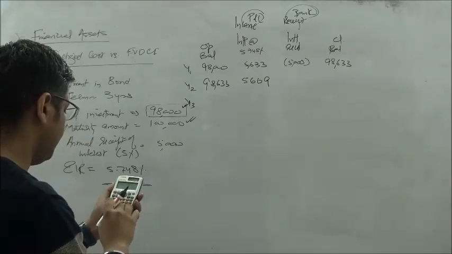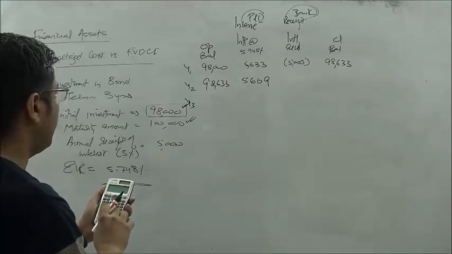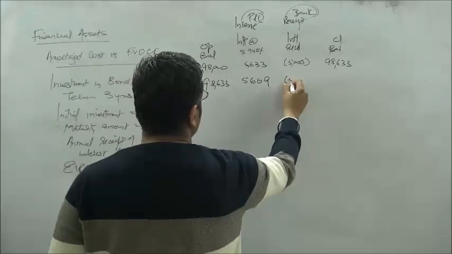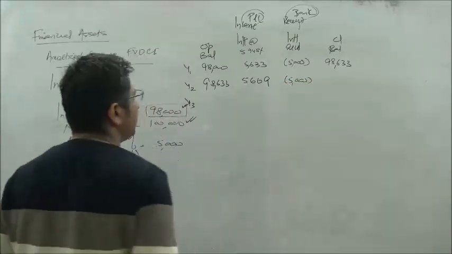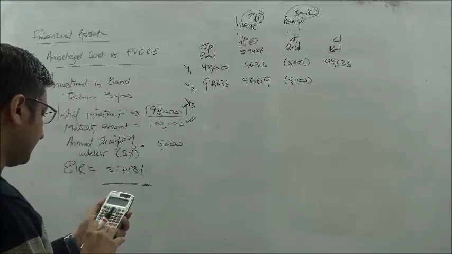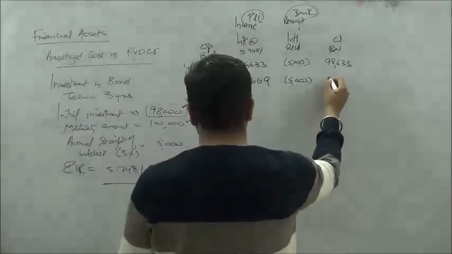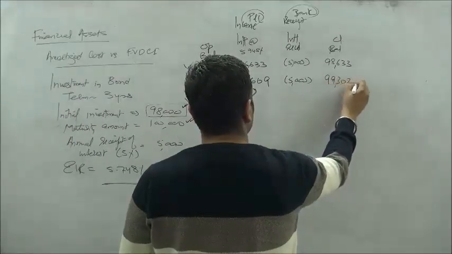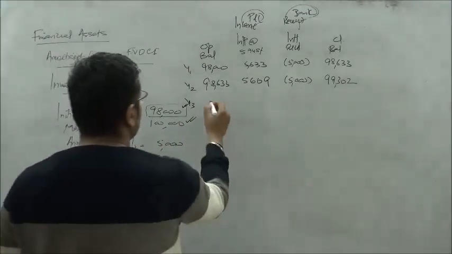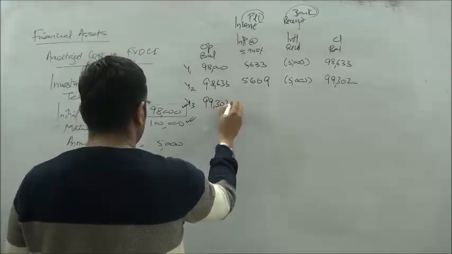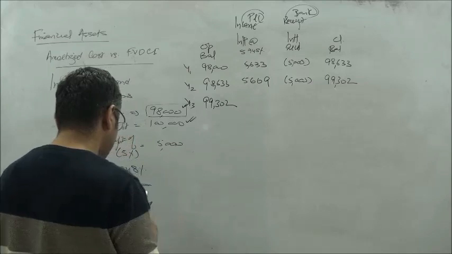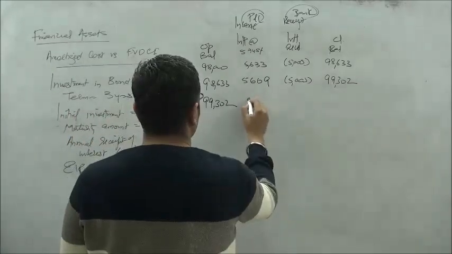Okay, I'm just doing the calculation check once again. 0.05748. Yeah, here we go. So it says 98633 plus 5669, but minus the cash receipt, which is 5,000. So I have 98633 plus 669 as an incremental value. So this gives me 99302.